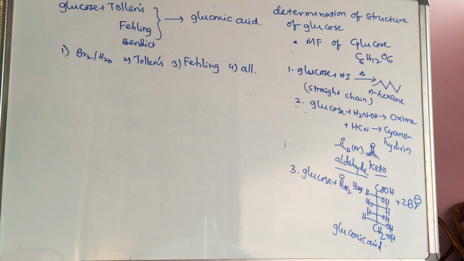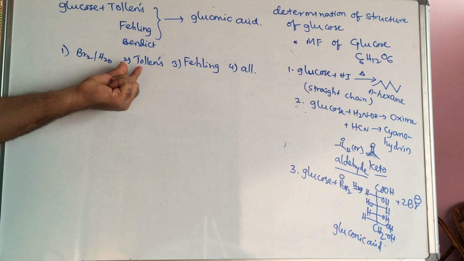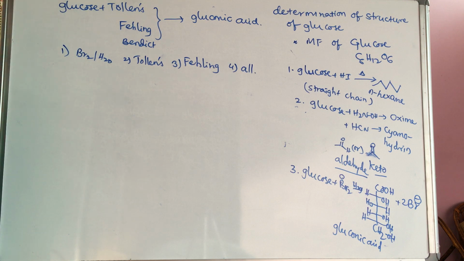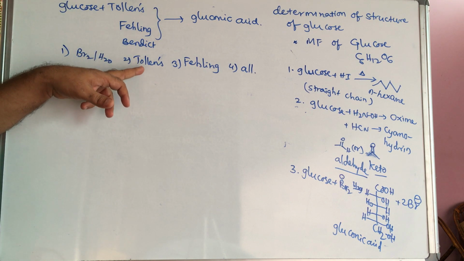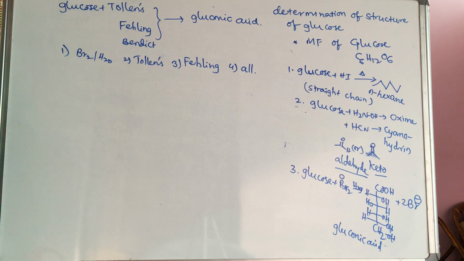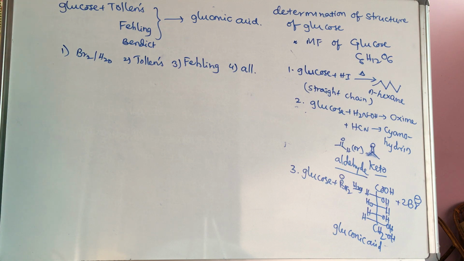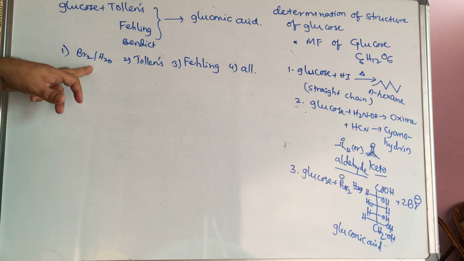So all will give gluconic acid. Which will identify glucose: bromine water, Tollens, or Fehling, or which is the correct answer? The suitable answer is bromine water, because Tollens reagent reacts with fructose also, since fructose has a keto group, and Fehling reagent also reacts with fructose, which has the keto group. Then how to identify the aldehyde group present in glucose? With bromine water only, that is the correct one.